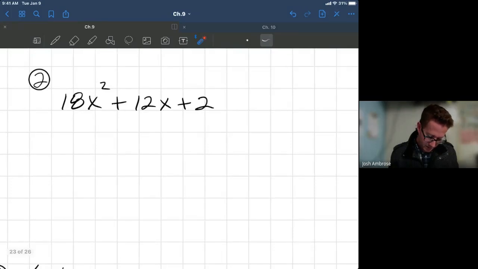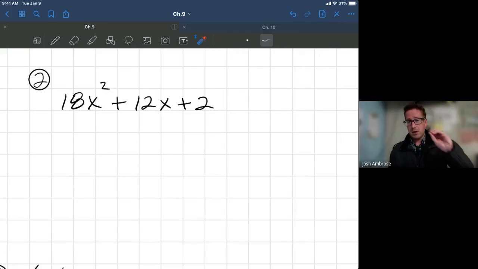There's something important that you should notice here. Always, always, always check if you can factor something out. Because if you can factor something out at the beginning, it will make the rest of the problem easier along the way.